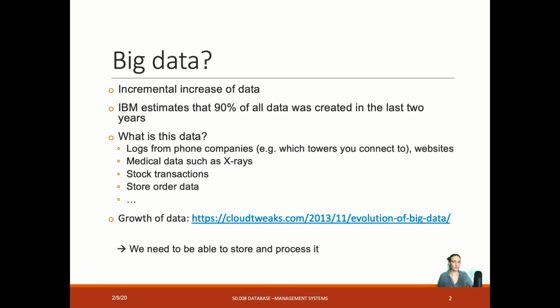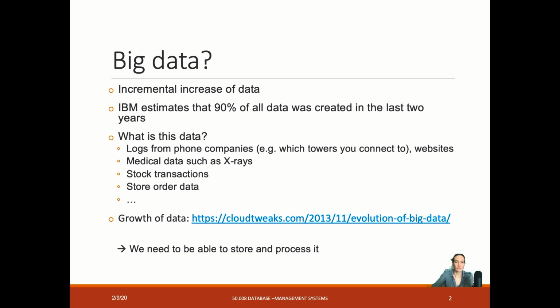We have things like logs from telephone companies, you know, Singtel keeps track of whatever cell tower you're closest to at any point. We have logs from websites. Each time you access a website, there's a little server log that stores your IP address, your system specifications, etc. There's medical data such as x-rays, Fitbits, heart rate monitors, etc. There's stock transactions, Bitcoin transactions, there's store order data, you order something on Amazon.com, there's email sent out, etc.